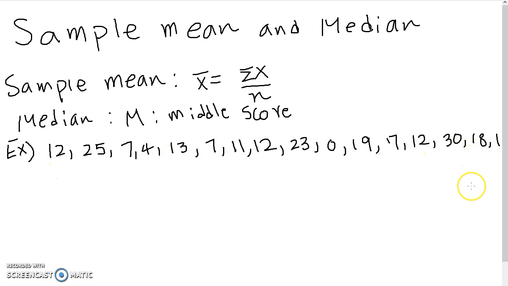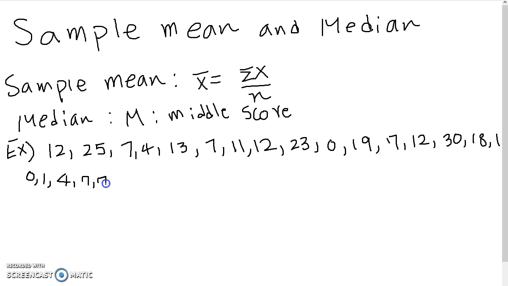The best way, if you have any data set like this, is to rewrite it in ascending order. That is the most important thing that you need to do here. So we are going to rewrite this in increasing order. That would be a 0, 1, and I think we have a 4. Then we got 3 sevens here.